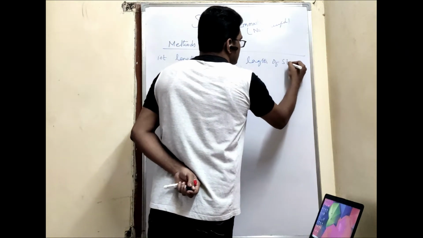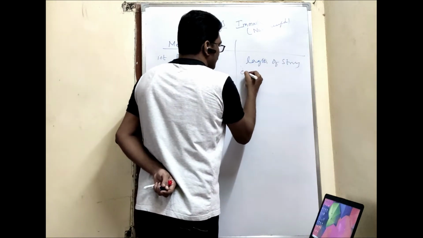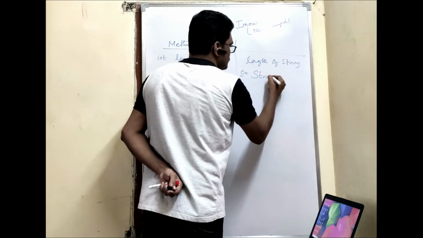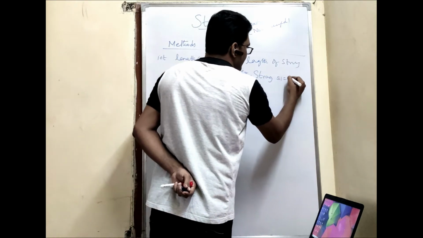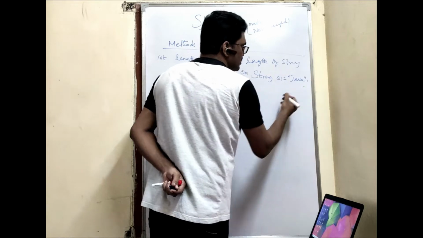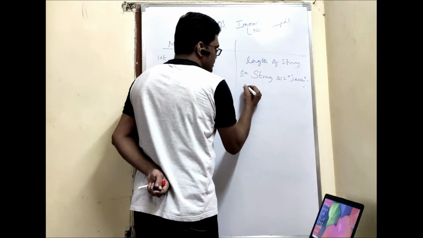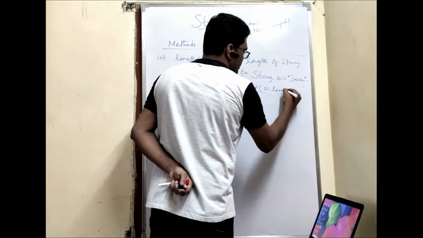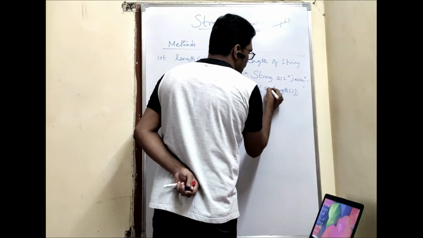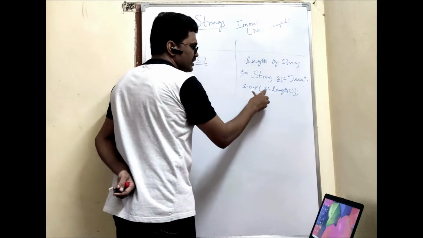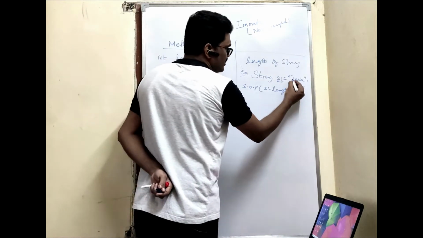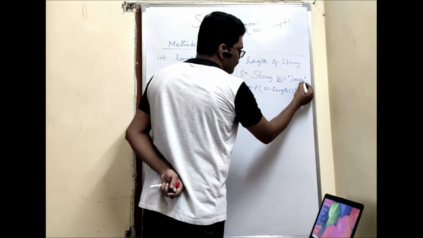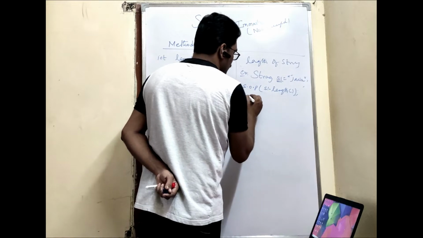For example, if I say String s1 = "Java", string should be given in double quotes. If I say System.out.println(s1.length()), these are instance methods, so you should call them with an object. s1 is the object, s1.length(). So what is the length of the string Java? 1, 2, 3, 4. So I'll get the output as 4.